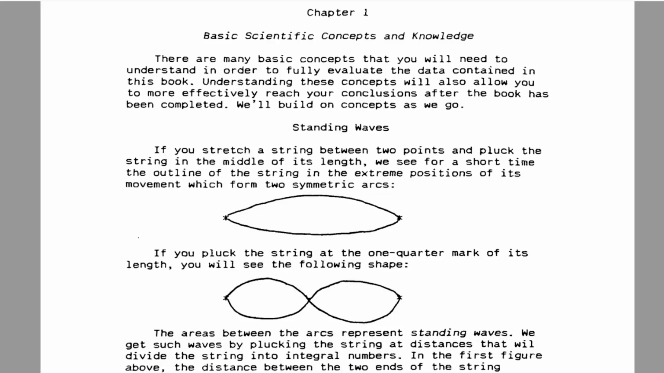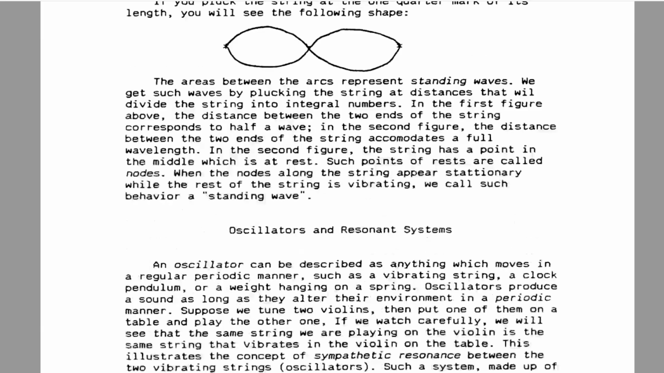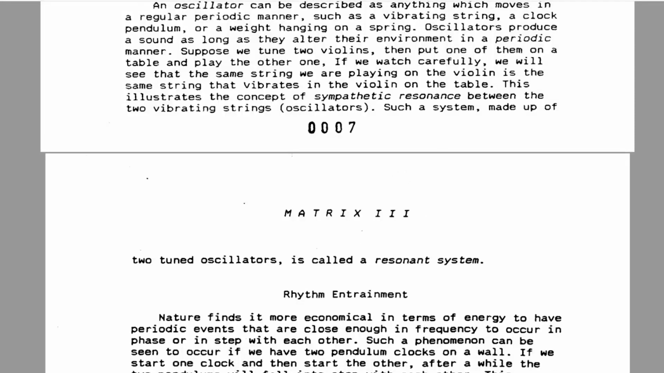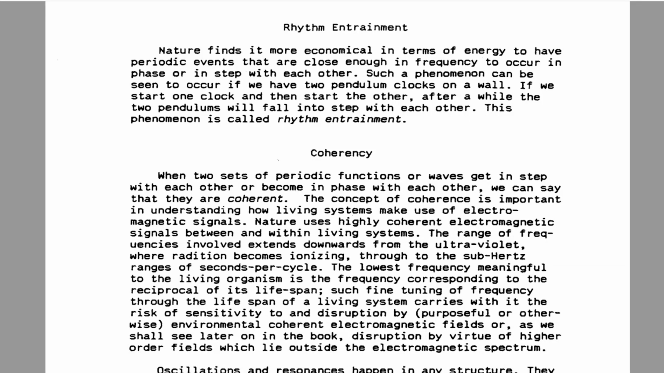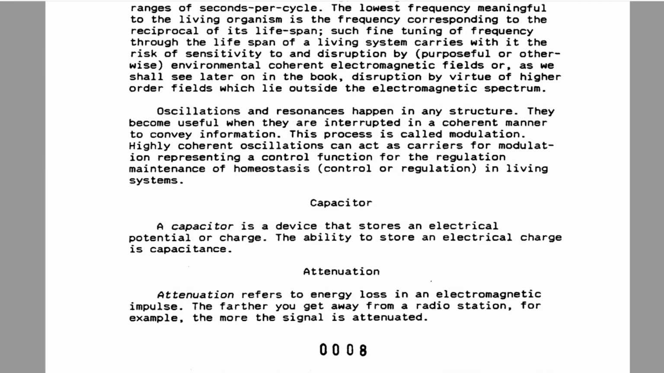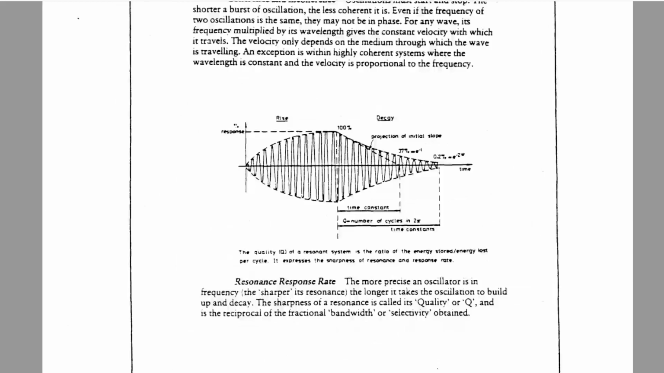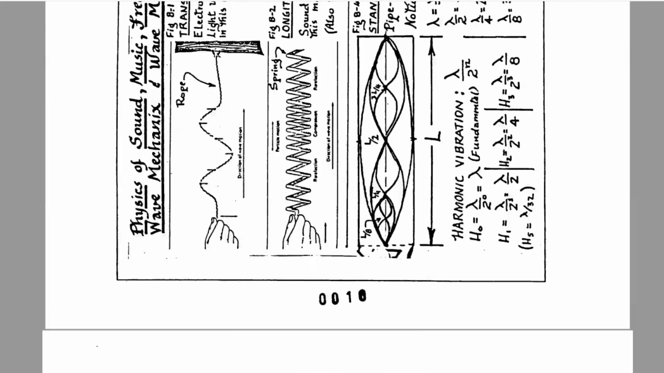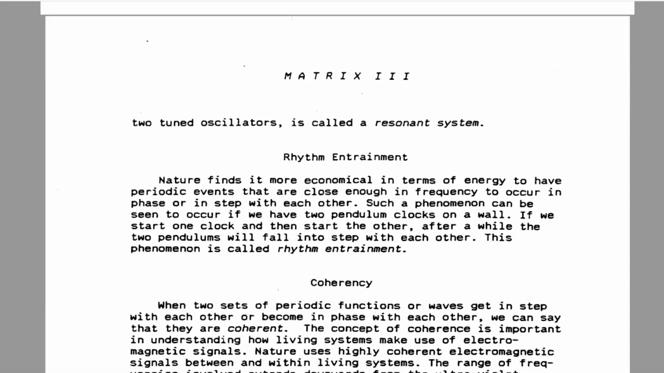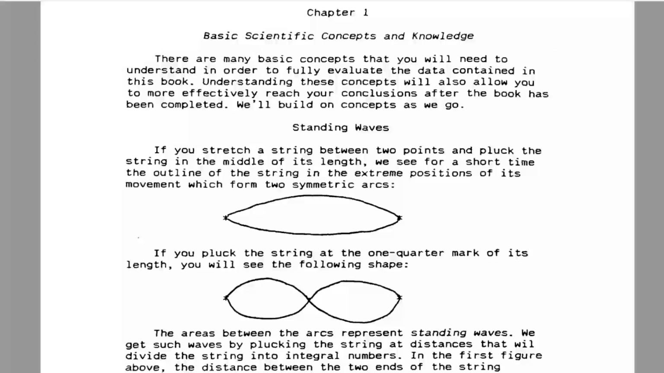We are back again, and this time on to Chapter 1 after many intros, but I find them valuable. In this segment, we will be going over basic scientific concepts and knowledge: standing waves, oscillators and resonant systems, rhythm entrainment, coherency, capacitors, attenuation, free radicals, and then we will make time for etheric structures in the next video. Human etheric structures. All right.